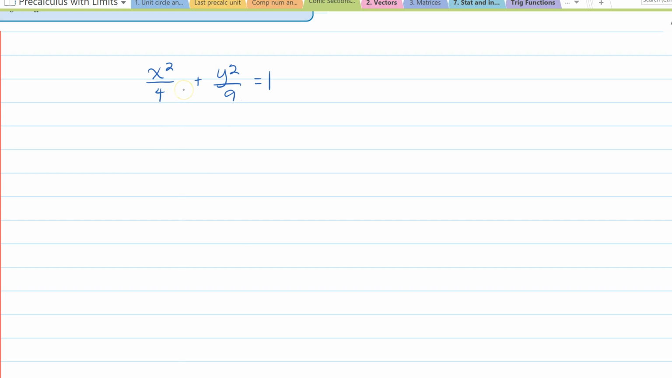First of all, the first thing you have to do is find the center. And the center here is your h, k. So h, k is your center, and in this case, it's going to be 0, 0. So I like to kind of draw it.